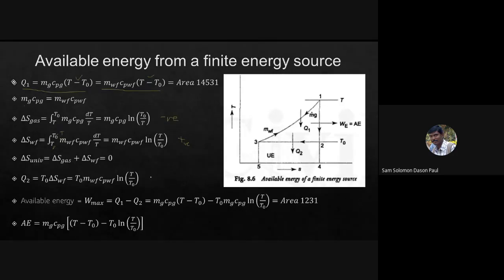Okay. So if you look at heat rejection Q2, for our definition, Q2 is T naught times delta S of WF. So we are taking T naught into m_WF c_pWF ln of T by T naught. So this is your Q2. So what is the available energy? Available energy is W max, which is equal to Q1 minus Q2. Q1 is m_g c_pg (T minus T naught), and Q2 is T naught m_g c_pg ln of T by T naught. That gives you the area 1231.